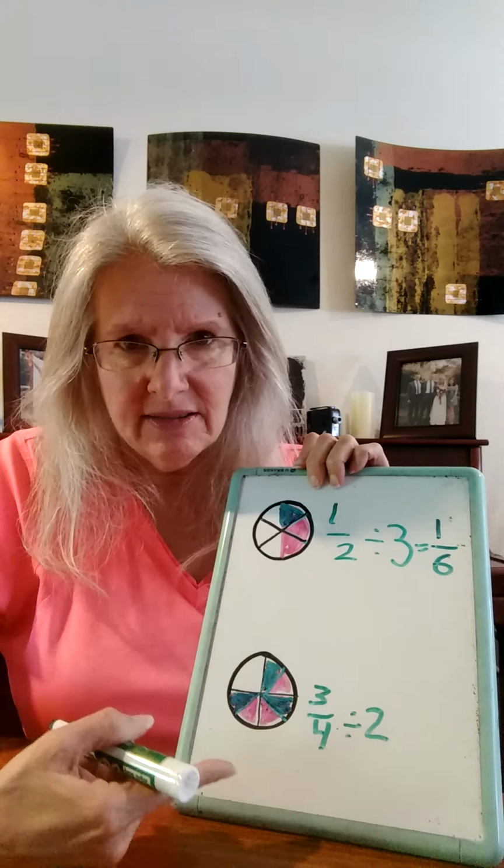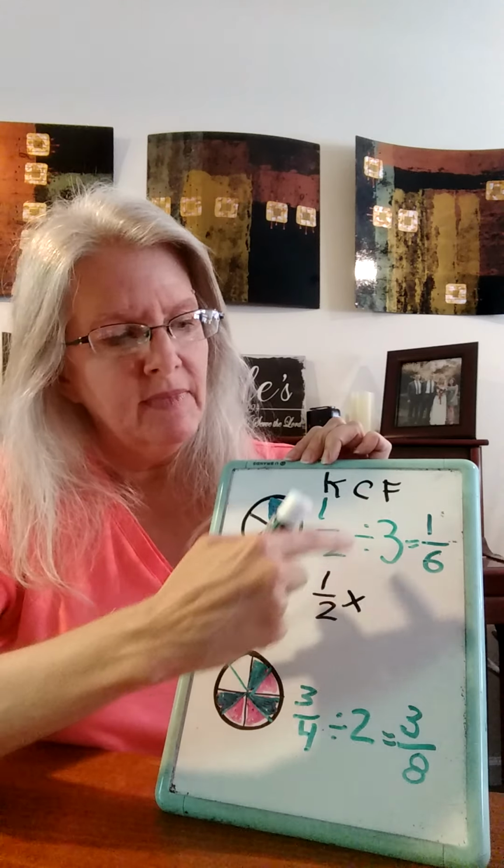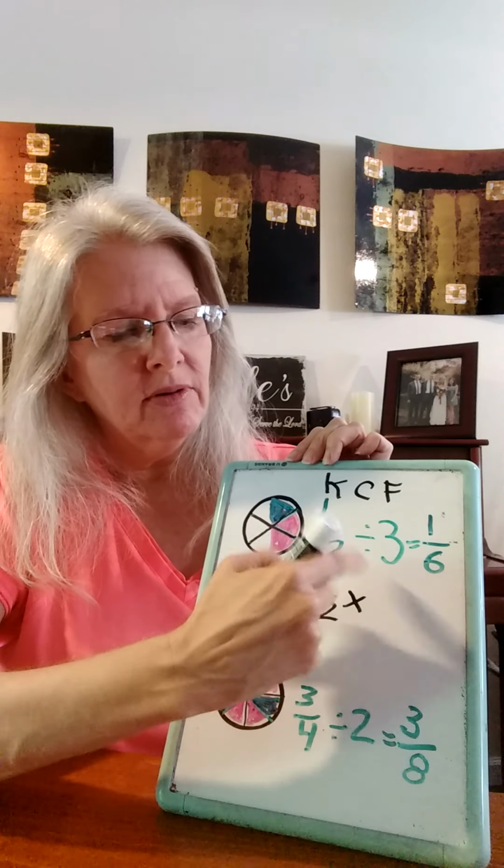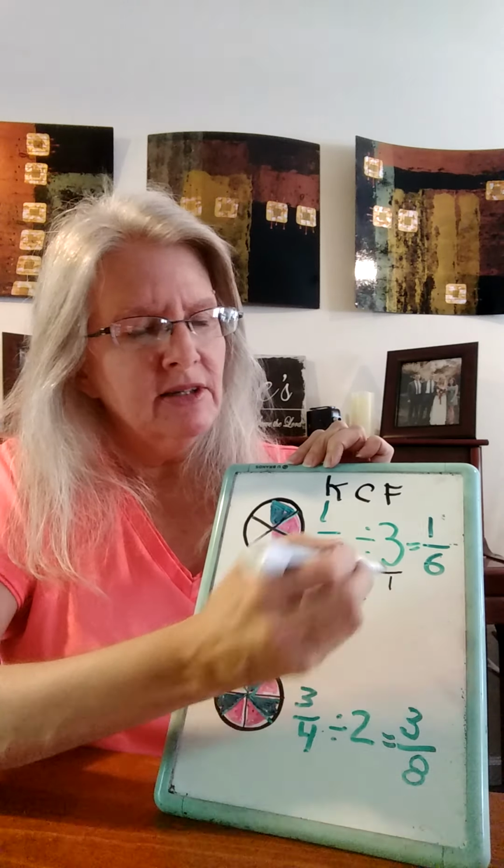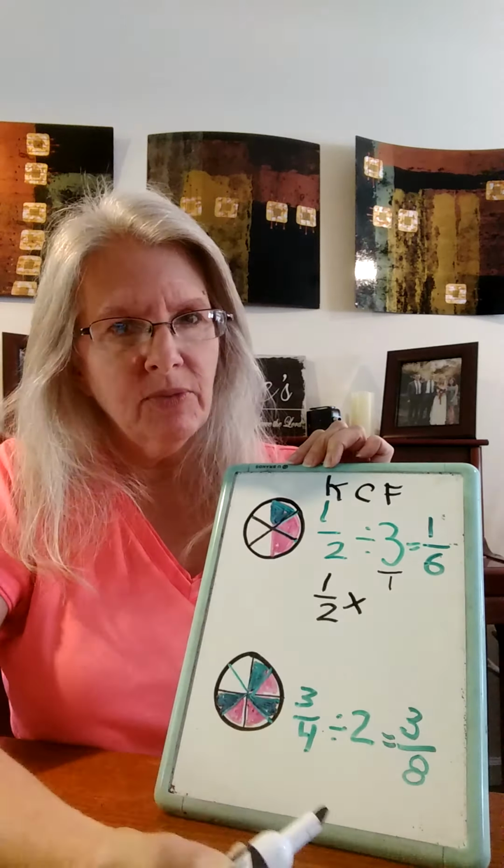Now the shortcut method of solving this, I call it the KCF, keep, change, flip. Here's my rule, keep, change, flip. You keep the first number. I keep 1/2. I change the sign. Divide changes to times. And I flip the last number. Remember 3 is the same thing as 3/1. I flip it. I get 1/3.